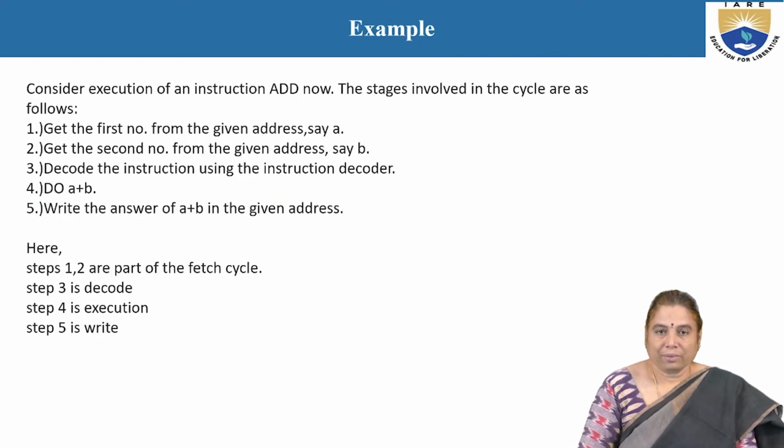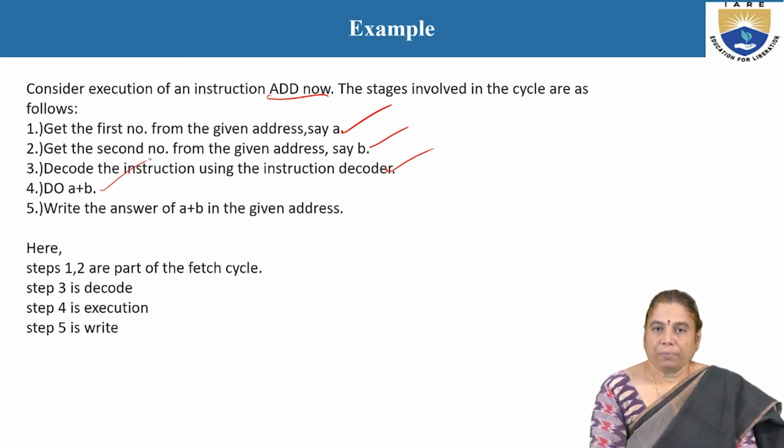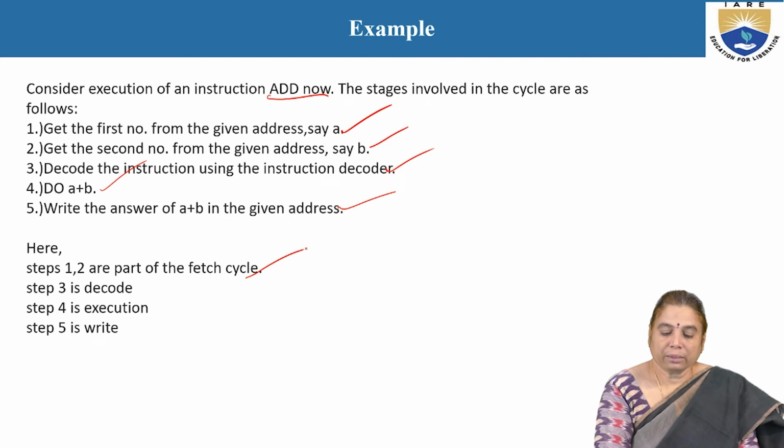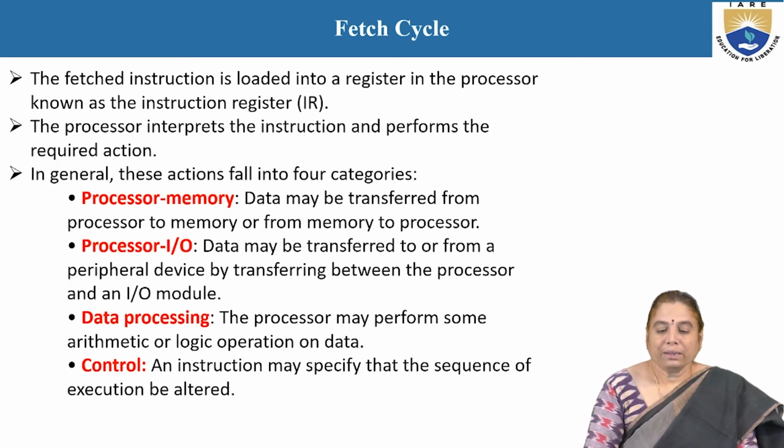Consider one example: execution of the instruction add. The basic steps are: get the first number and store it in A, get the second number and store it in B, decode the instruction, do the plus operation, write the answer. In this case, steps 1 and 2 are the fetch cycle, the third one is the decode, and the fourth one is the execution. So what is the fetch cycle? The fetched instruction is loaded to a register in the processor known as the instruction register.